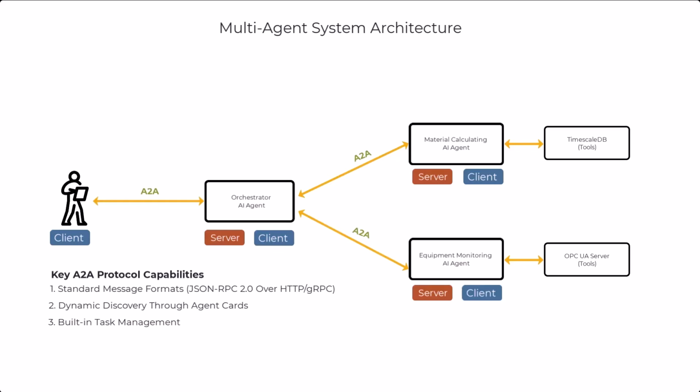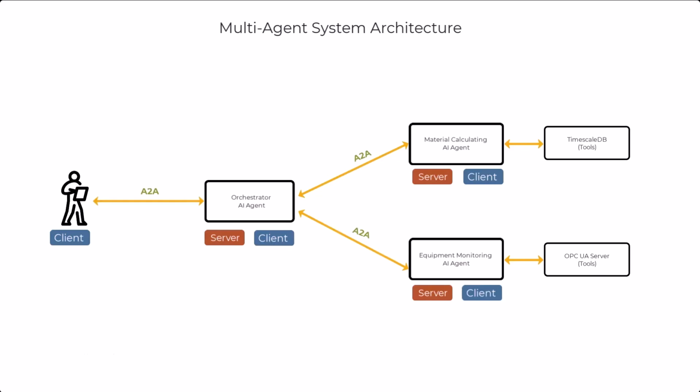And then third, it has built-in task management. A2A includes task orchestration, so agents can say, I'm working on it, and provide updates as they progress. Fourth, multi-modal data exchange. Agents aren't limited to text, they can exchange sensor data, graphs, maintenance reports, even video feeds from inspection cameras. And lastly, security and asynchronous communication. A2A includes encryption for sensitive industrial data and supports real-time streaming updates using server-sent events.